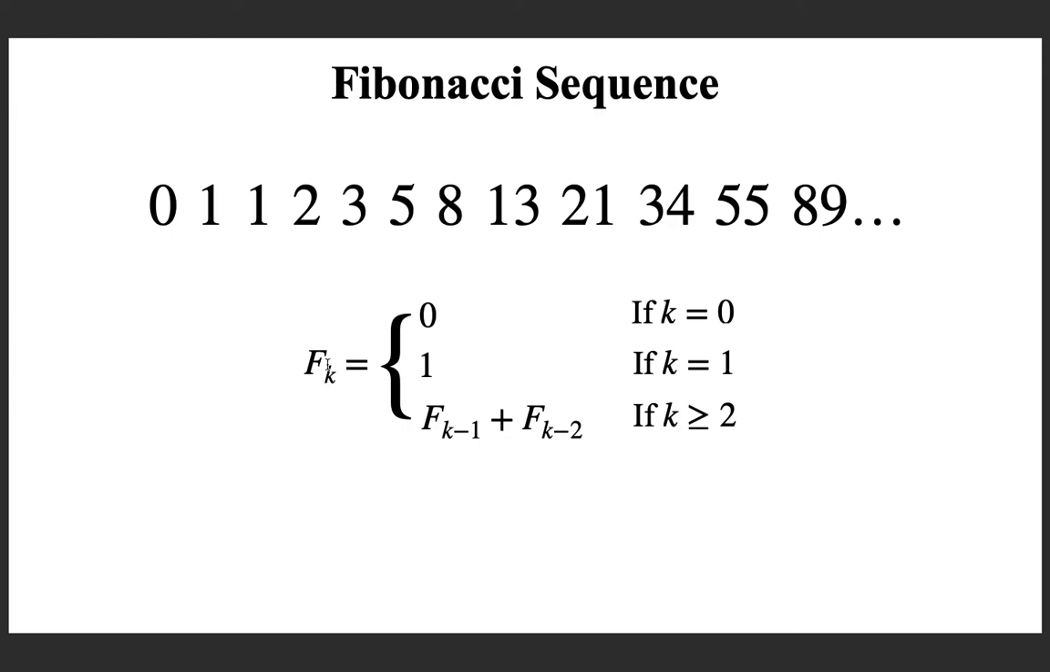The kth Fibonacci number, when k is equal to 0, is 0. When k is equal to 1, it is 1. These are directly defined cases. For all values of k greater than or equal to 2, the Fibonacci value at the kth index is defined as f_(k minus 1) plus f_(k minus 2). This is the definition of the Fibonacci sequence.